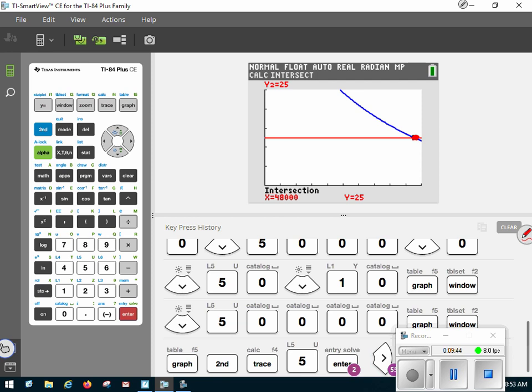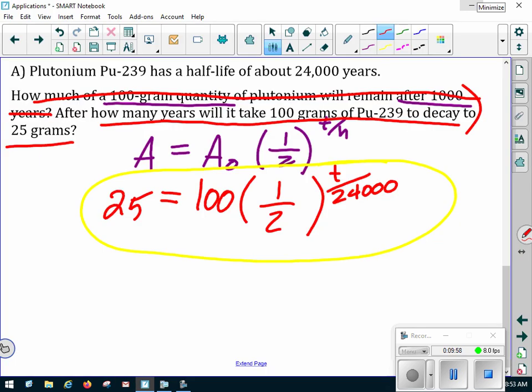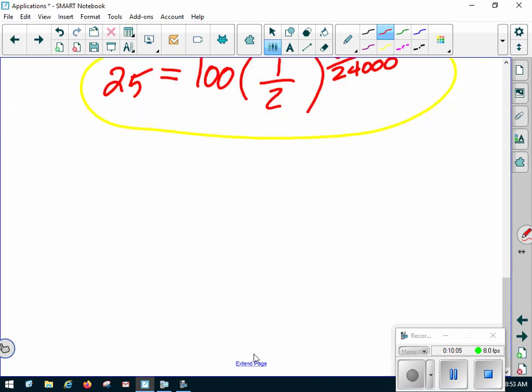When will that 100 grams of Pu, plutonium, decay to 25 grams? In 48,000 years. So, after how many years? You're going to write a sentence, and you're going to say something to the effect of, you got to get something to write with.